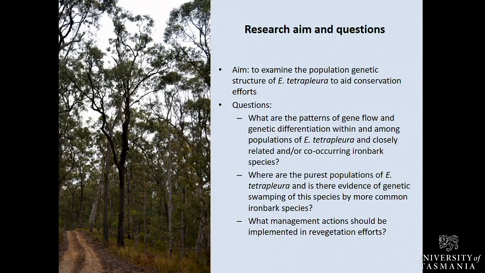And so we tried to address the following questions. What are the patterns of gene flow and genetic differentiation within and among populations of Eucalyptus tetrapleura and closely related co-occurring ironbark species? Where are the purest populations of Eucalyptus tetrapleura? And is there evidence of genetic swamping of this species by more common ironbarks? And what management actions should be implemented now in revegetation efforts?